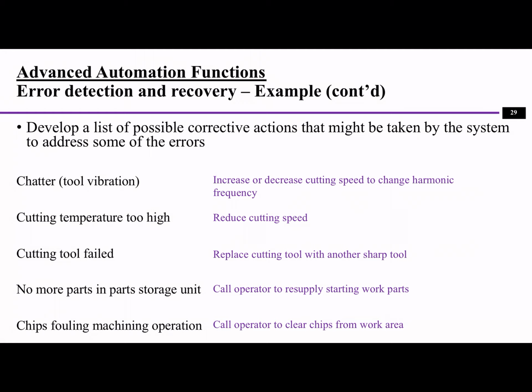So there are two major functions in this, and one is error detection, right? Know what is wrong, and also know what to do for the automation. So it all needs to be programmed in the control unit. So you can give hints or suggestions to the operators or to the control system on how to solve the problems.